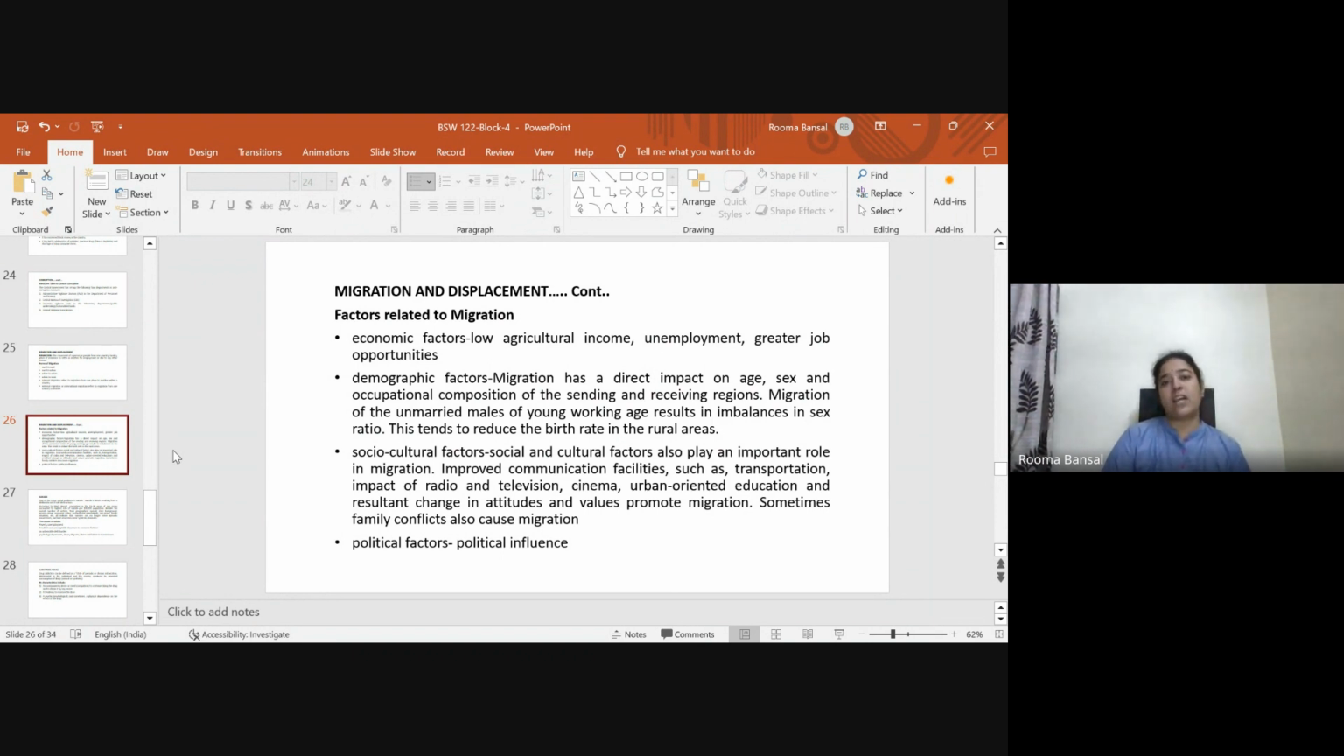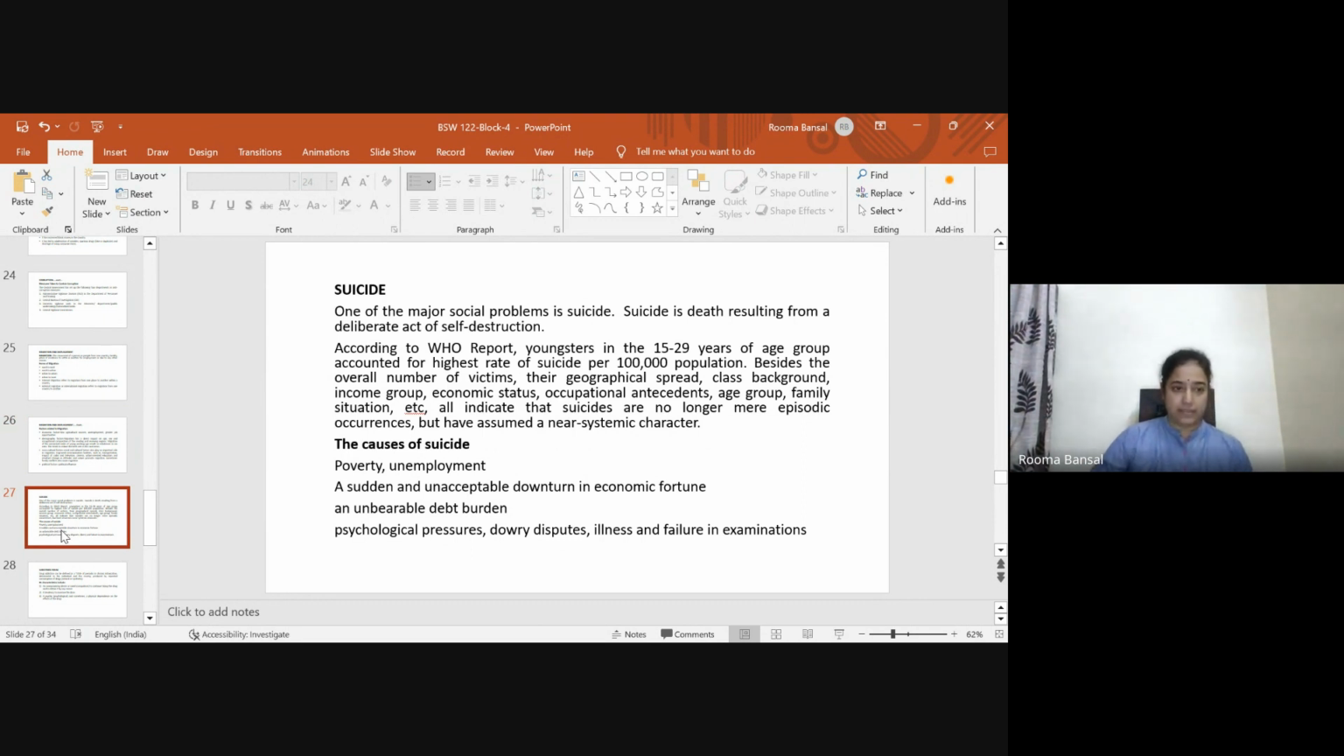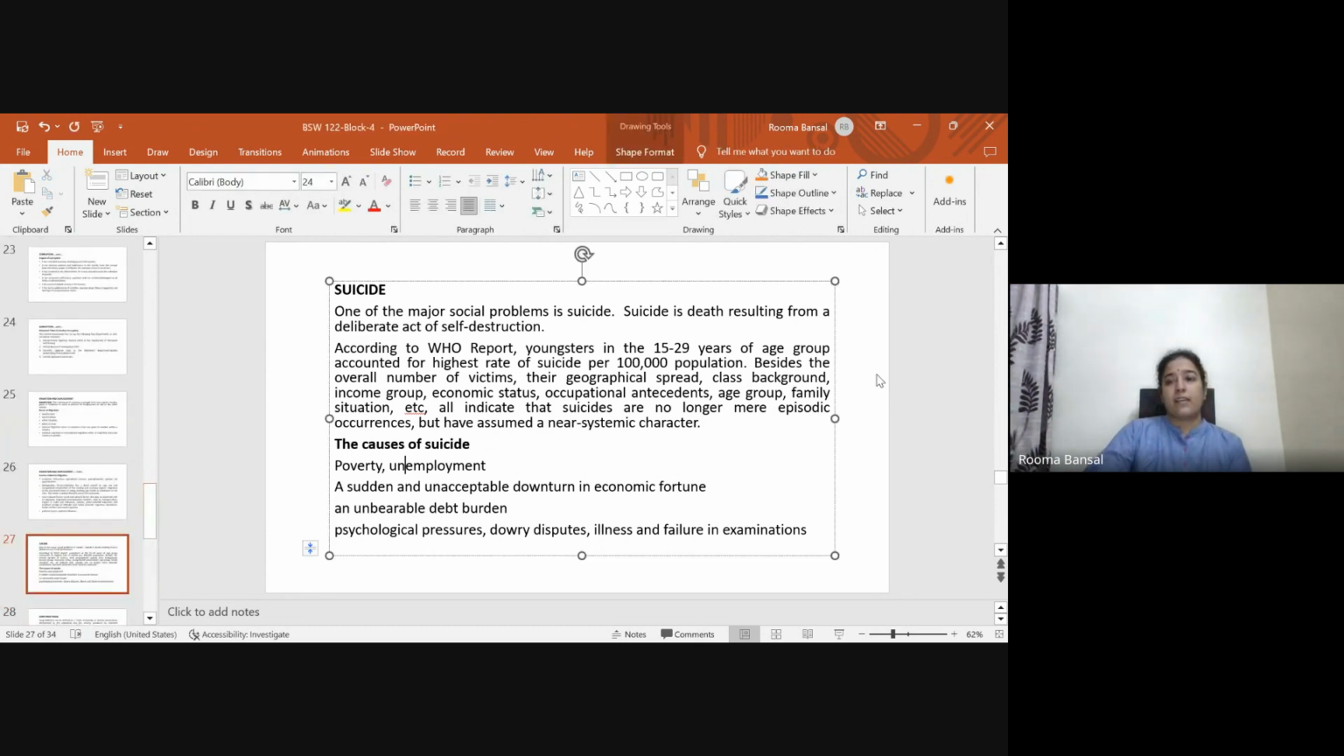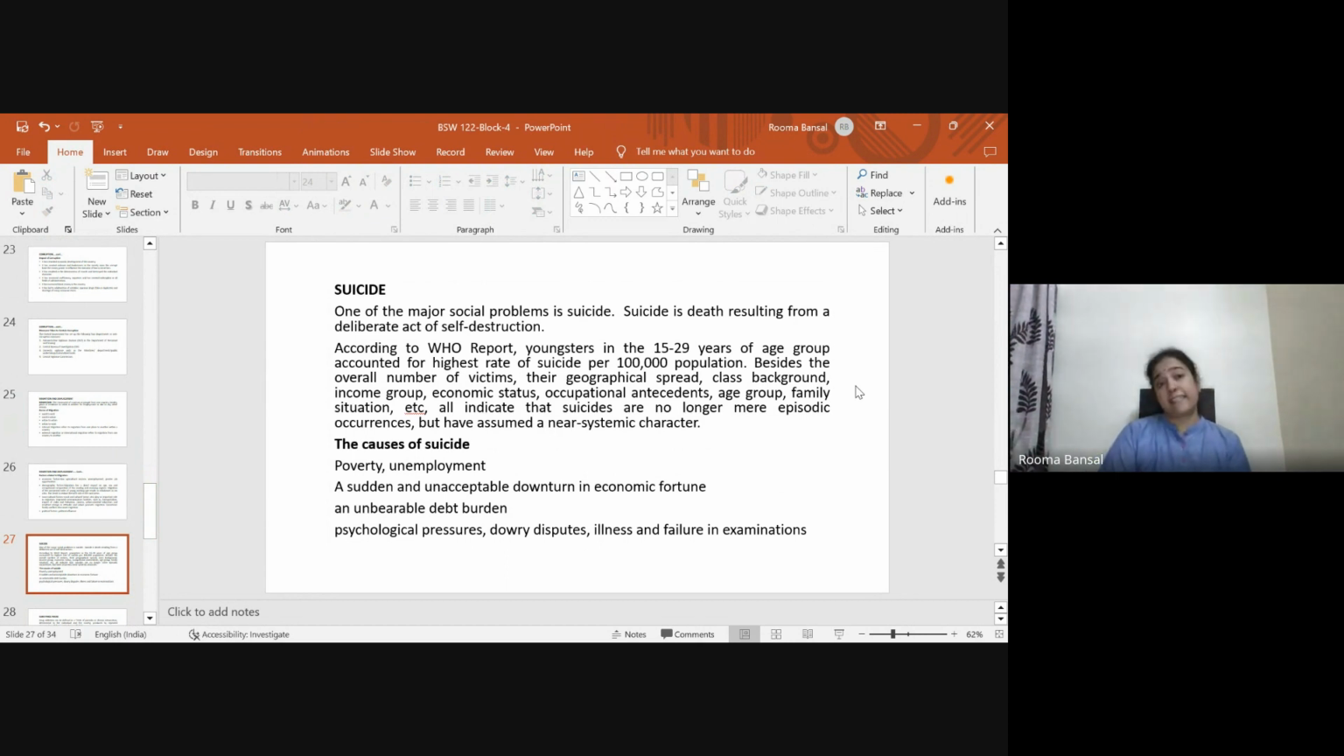So these are the factors which are directly related to migration. Till now, we have discussed the social problems which are directly related to a group of people or the society. Now we are going to discuss social problems which are related to an individual. Any individual is also a social animal, but still some problems are there which are only related to individuals, like suicide.